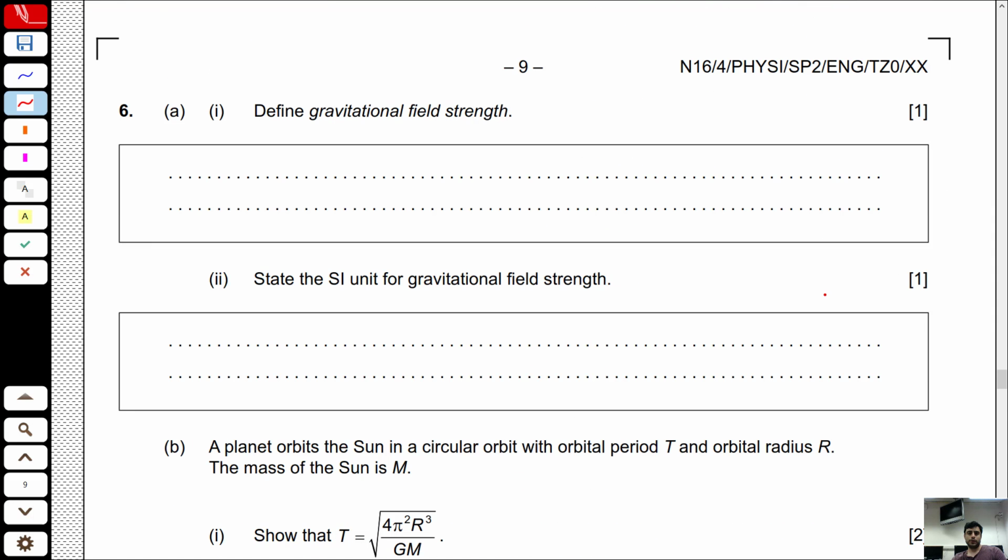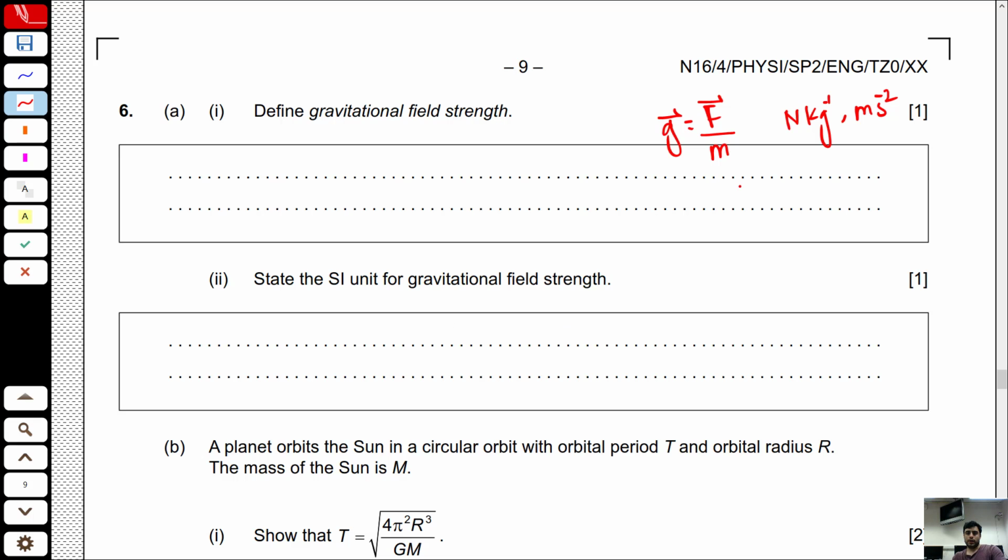Define gravitational field strength. Well, gravitational field strength is given by this small g, and gravitational field strength is a ratio between the gravitational force that acts per unit mass. So it is the ratio of the gravitational force acting per unit mass. It has an SI unit of Newton per kg, or it is also equivalent to gravitational field acceleration, which is meter per second square.